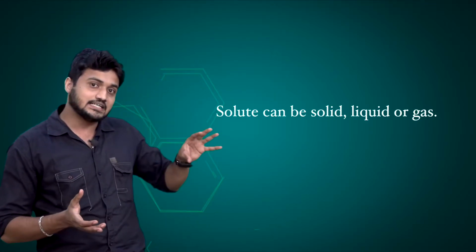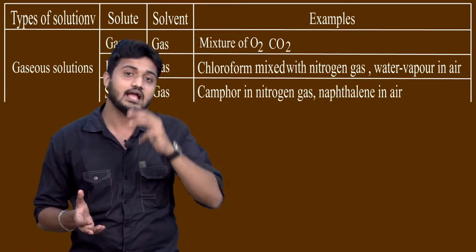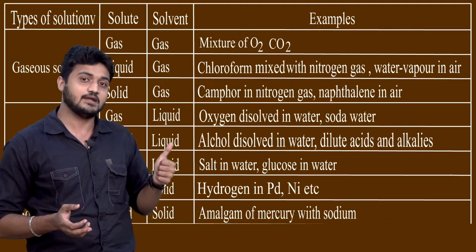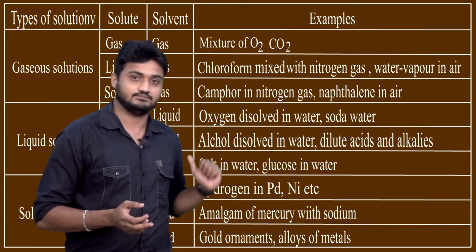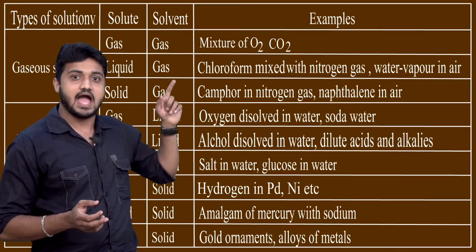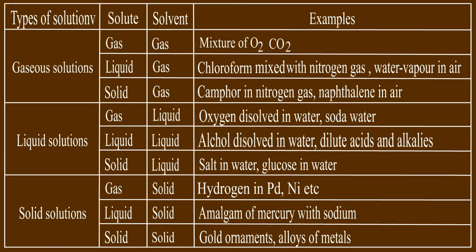If you consider gaseous solution, we can have three types. What are they? Solid in gas, that is solid as a solute and gas as a solvent. You can look at the table. In the table you can see from the gaseous solution we have three types, from the liquid solution we have three types, and from the solid solution also three types. So as such, 9 such solutions can be made: 3 belong to gaseous solution, 3 to liquid solution, and 3 to solid solution.